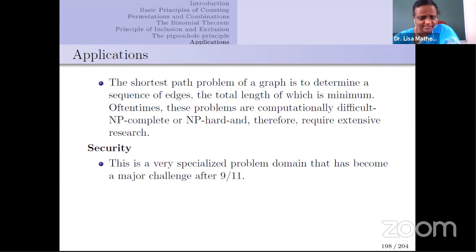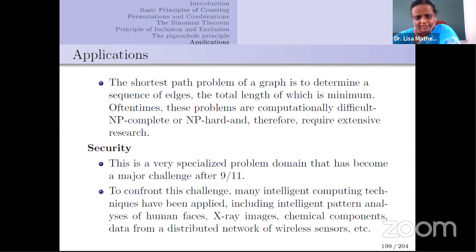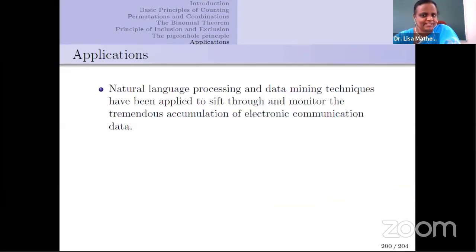Lastly, we're going to security. This is a very specialized problem domain which came with a national major challenge after the 9/11 bombings. To confront this challenge, especially in the US, many intelligent computing techniques have been applied, including intelligent pattern analysis of human faces, X-ray images, chemical components, data from a distributed network of wireless sensors, etc. Natural language processing and data mining techniques have been applied to sift through and monitor the tremendous accumulation of electronic data.